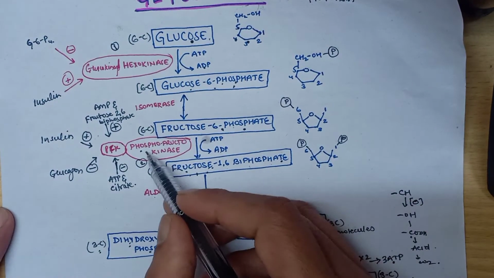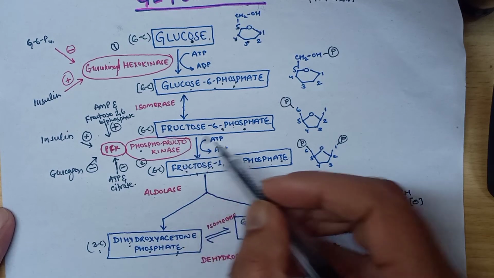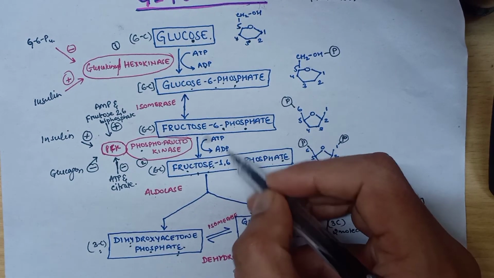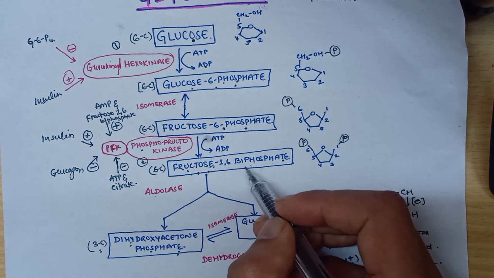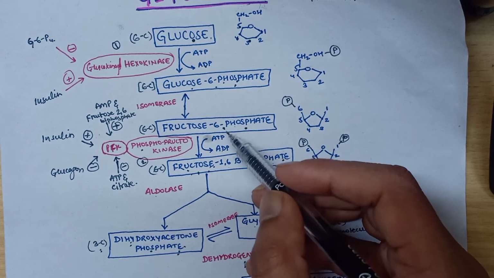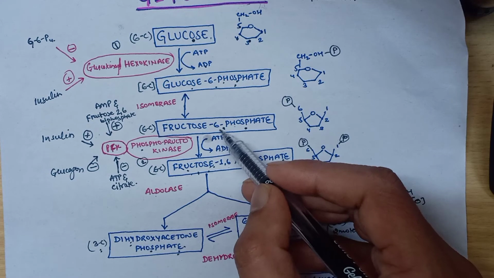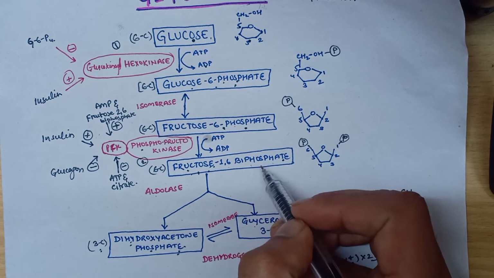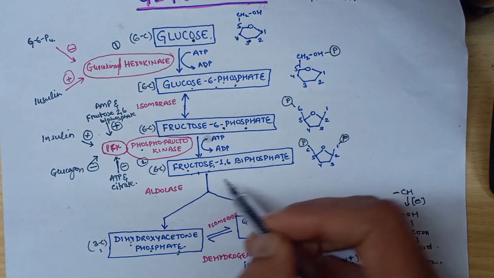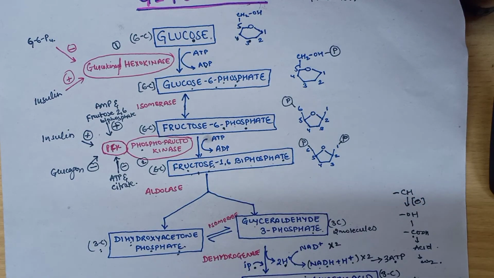And phosphofructokinase is a rate limiting enzyme, and this is the slowest reaction in the pathway, and it is a committed step as it converts fructose 6-phosphate to fructose 1,6-biphosphate. Fructose 1,6-biphosphate has no other fate but to complete the reaction.